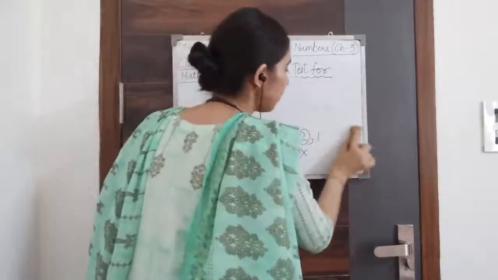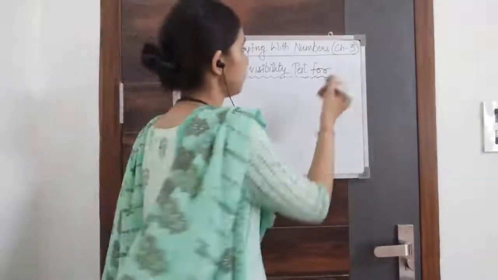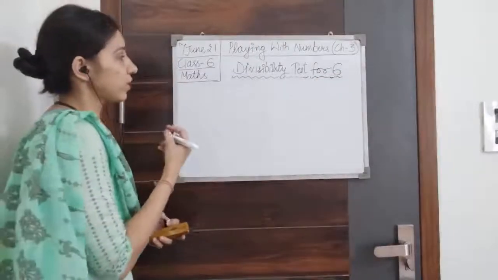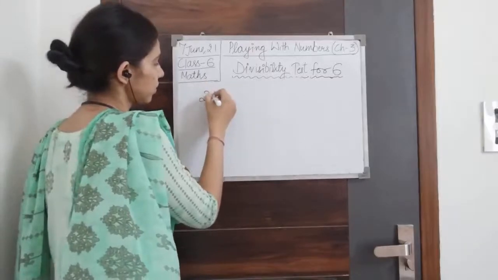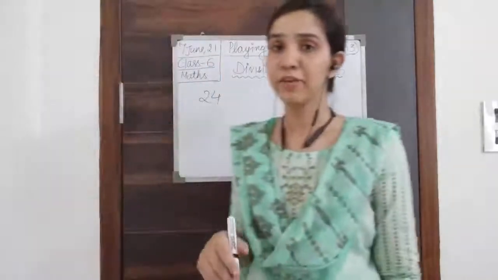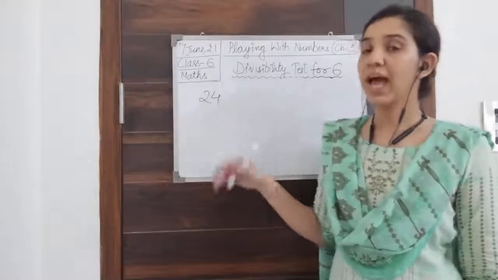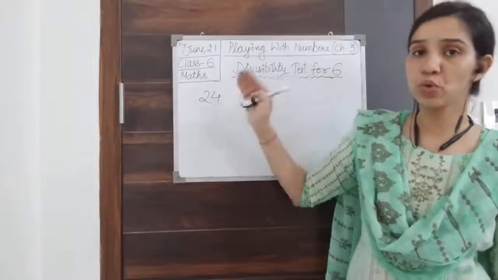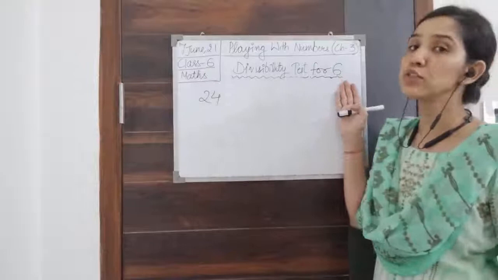Divisibility test for number 6 is quite different in the sense that it depends upon two tests. It means that suppose we take a number 24. तो 24 के लिए इसके कोई अलग से टेस्ट नहीं है. We will have to check if this number is divisible by 2 and divisible by 3. If this number is divisible by 2 and 3 both numbers, then this number will be divisible by 6 also.